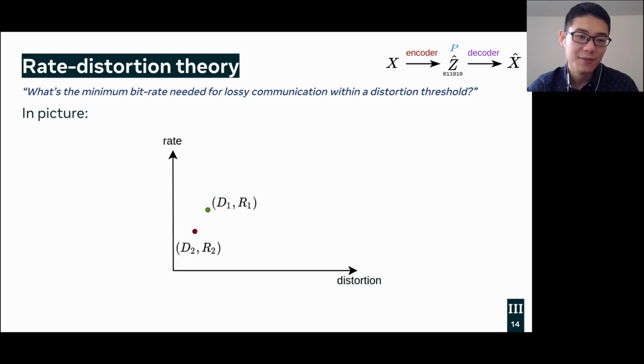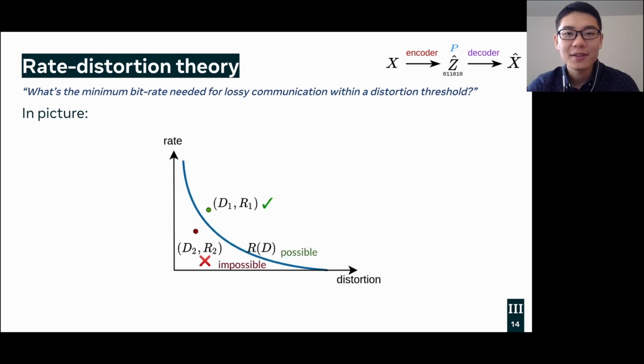And in picture, what this means is that the rate-distortion function of the data, as shown in this blue curve here, separates the kind of rate-distortion performance that is possible versus the impossible.